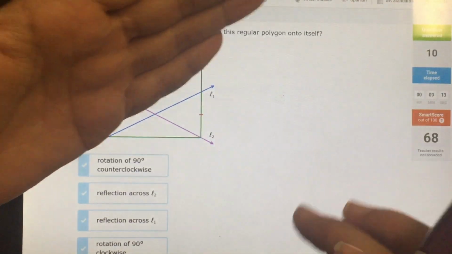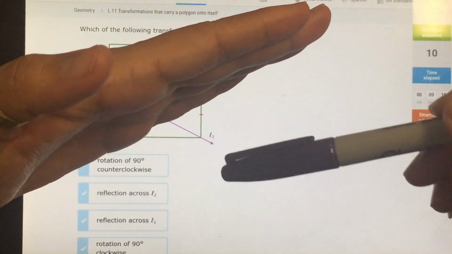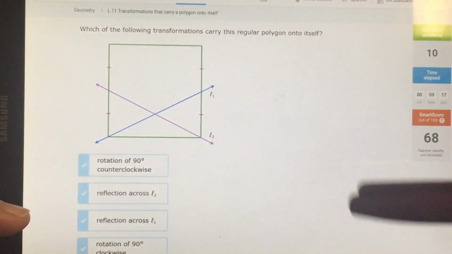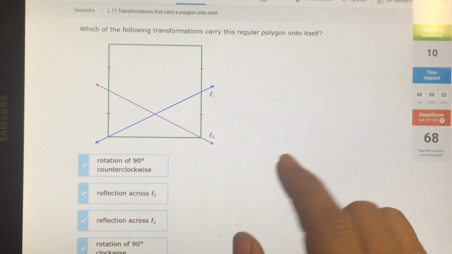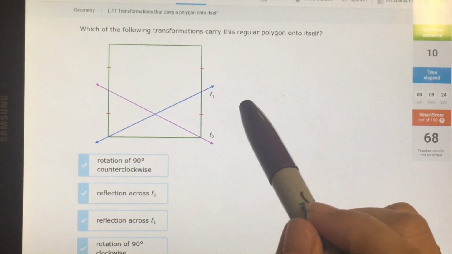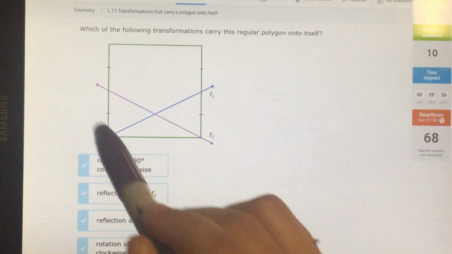All right, so let's do the blue line of symmetry right there. If I fold it, is it going to fold in place? No. Let's do the purple line. If I fold it here, is it going to fold in place? No. It is a regular polygon, which means the number of lines of symmetry is the same as the number of sides, which is 4.